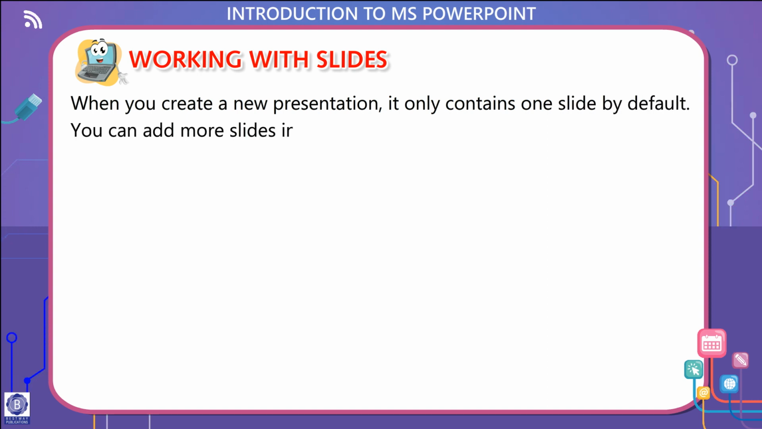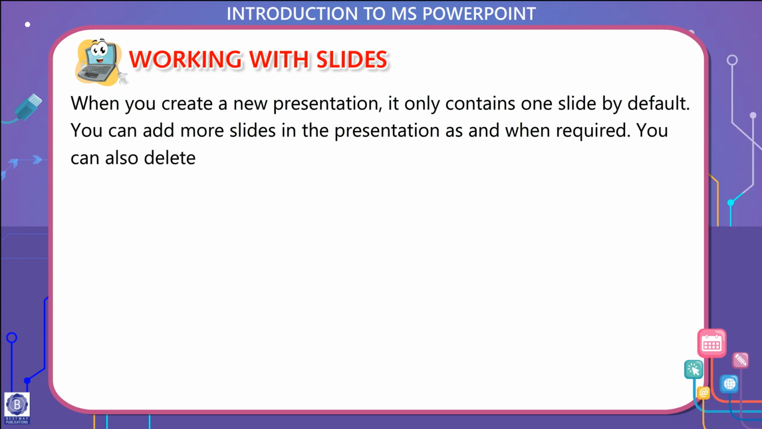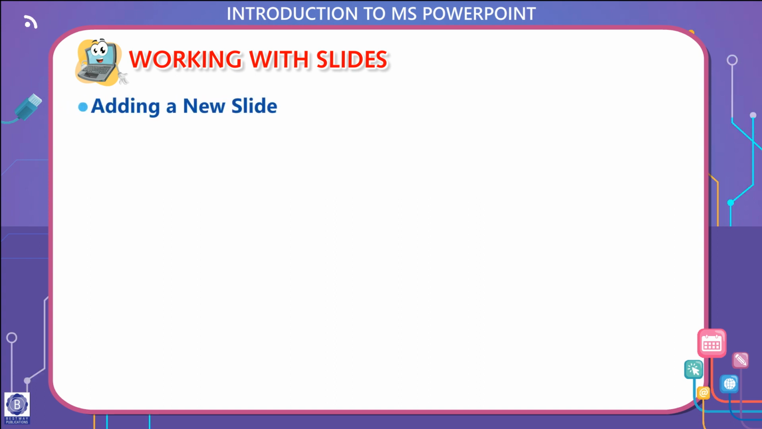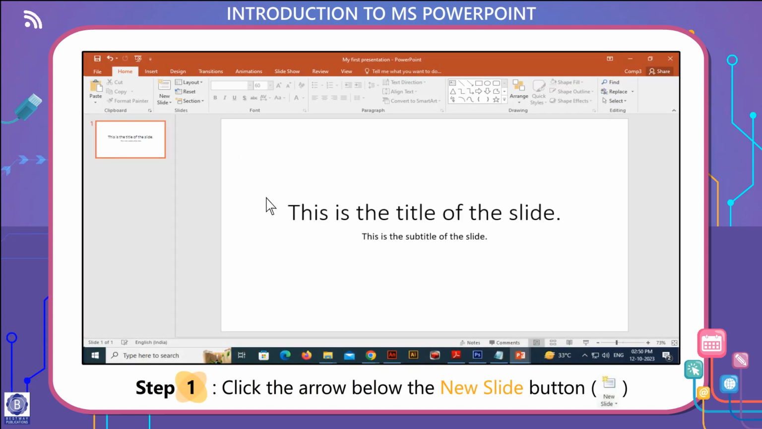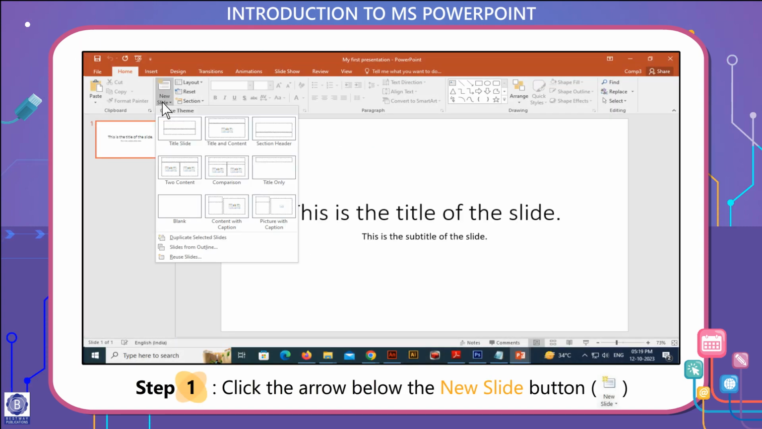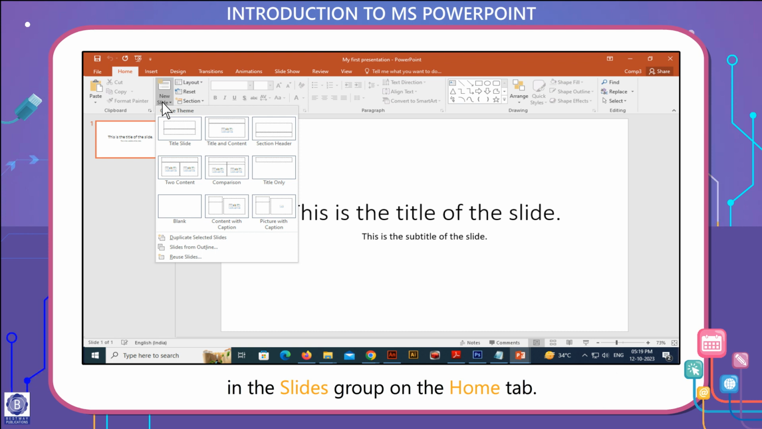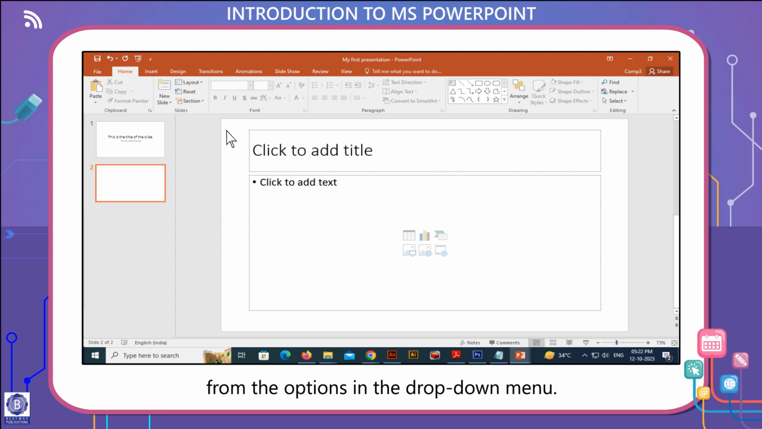You can add more slides in the presentation as and when required. You can also delete the slides which are not required. Adding a new slide. To add a new slide to your presentation, follow these steps. Step 1. Click the arrow below the New Slide button in the Slides group on the Home tab. Step 2. Select the desired slide layout from the options in the drop-down menu. A new slide with the selected layout is added just after the current slide.